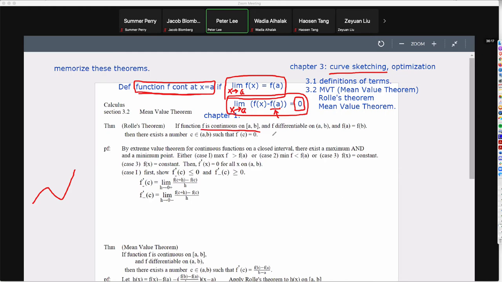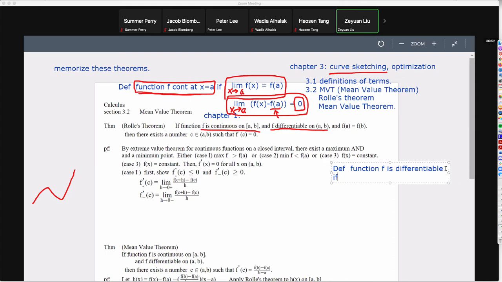And the second thing is what's differentiable here. What does differentiable on [a, b] mean? So now let me also write a definition here. We have already done these definitions. Definition: a function f is differentiable if what?